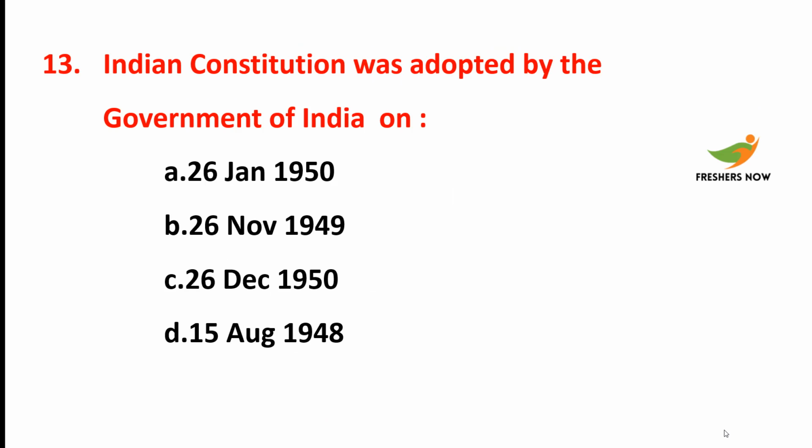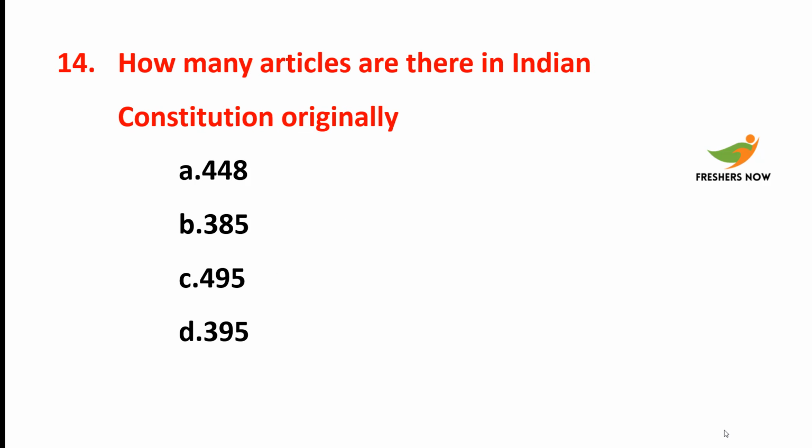13th question, Indian Constitution was adopted by the Government of India on? And the answer is B, 26th November 1949. 14th question, how many articles are there in Indian Constitution originally? And the answer is D, 395.